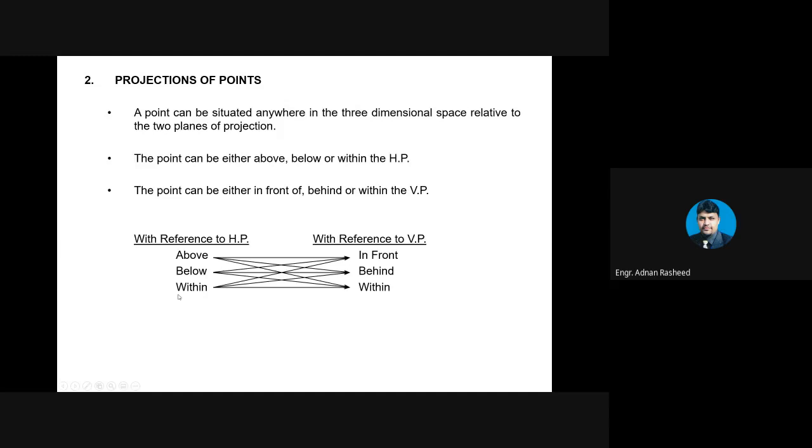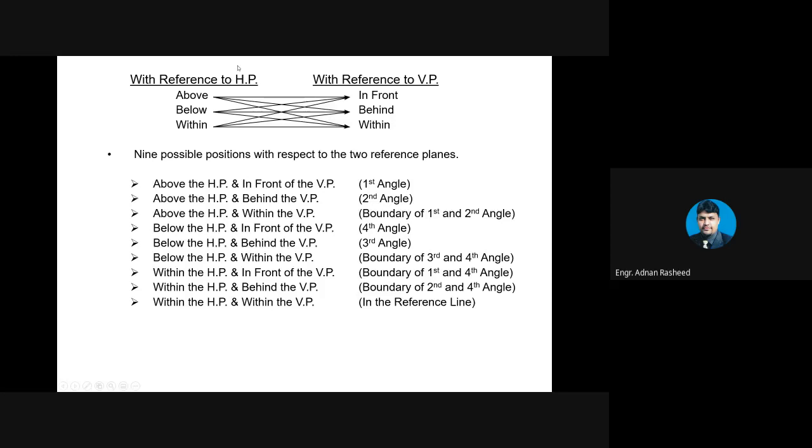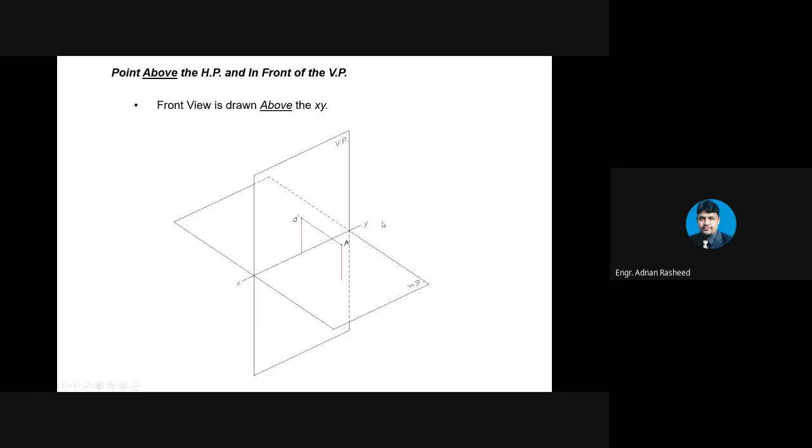So with reference to the horizontal plane, these are the same things which we discussed in previous slides. So nine possible positions with respect to the two reference planes can be there. If a point is above the horizontal plane and in front of the vertical plane, it will be in the first quadrant, and that is known as first angle. This is an example of a point above the horizontal plane and in front of the vertical plane. So the point is in the first quadrant, that is known as first angle.